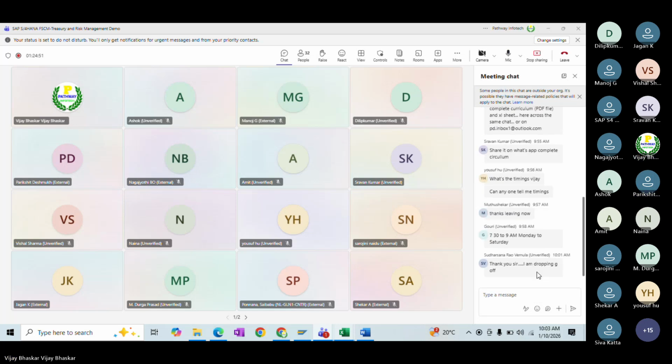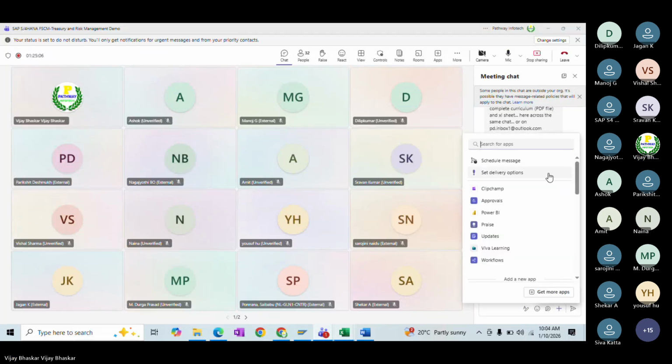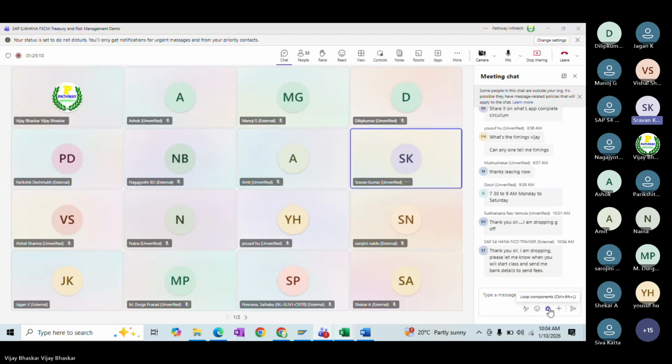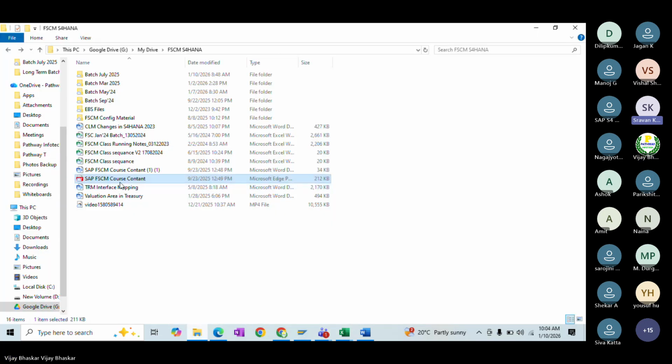Wrong option. Yeah, you need to attach the presentation, Vijay. You're having the wrong option. No, no, which one? This one only, right? Either this one or the plus symbol. Not the action one, Vijay. You do one thing: minimize the screen and just drag and drop. It is not working.